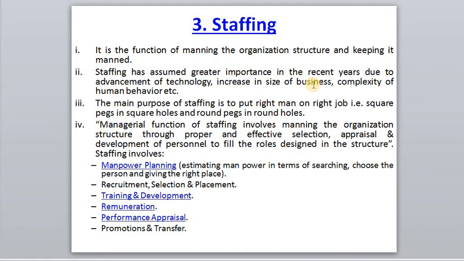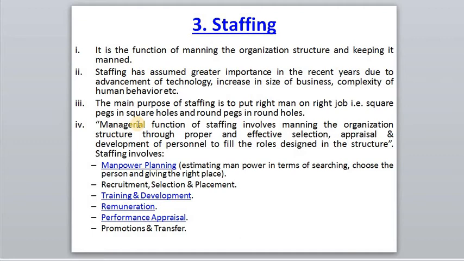Staffing has assumed greater importance in recent years due to advancement of technologies, increase in the size of business, and complexities of human resources. Because there is growth in construction works, we are nowadays using various equipments and technologies. So we have to fix a person who is excellent in that particular technology and type of work, in order to execute the work in the proper direction. We are fixing the right person for the right job.